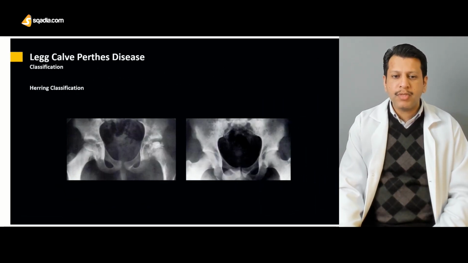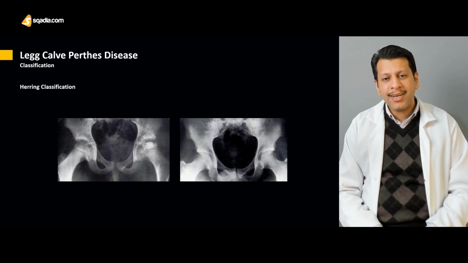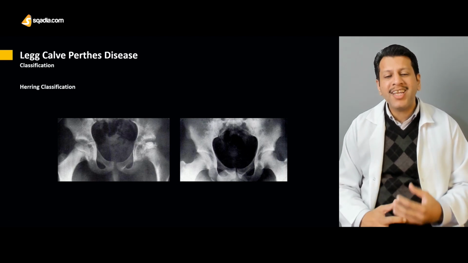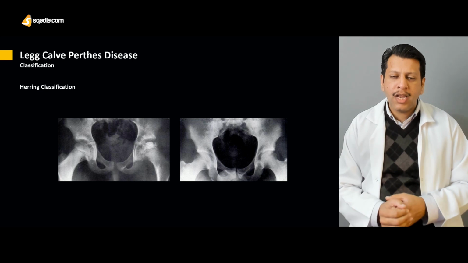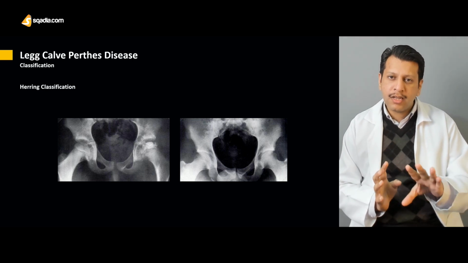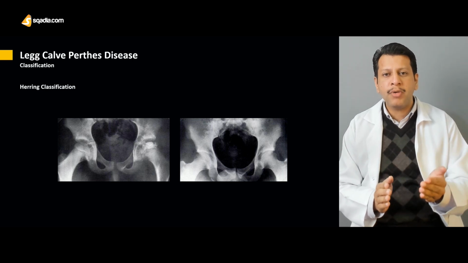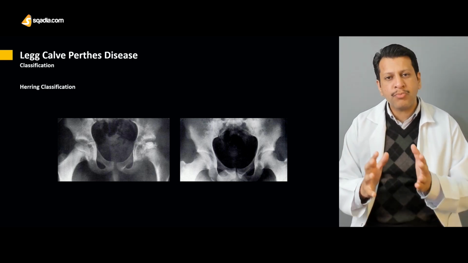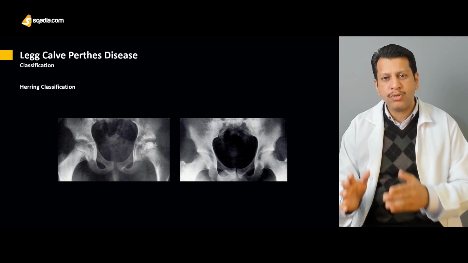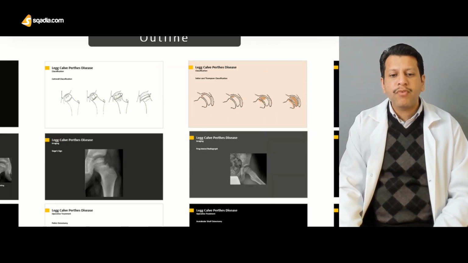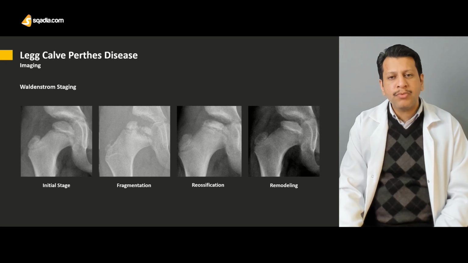From then, we're moving on towards the Herring classification, also called the lateral pillar classification. I will be briefly discussing in detail why we have the Herring classification now as compared to other classifications, because the problem was to predict the prognosis of the disease. From then, we're moving on to the Waldenstrom staging.